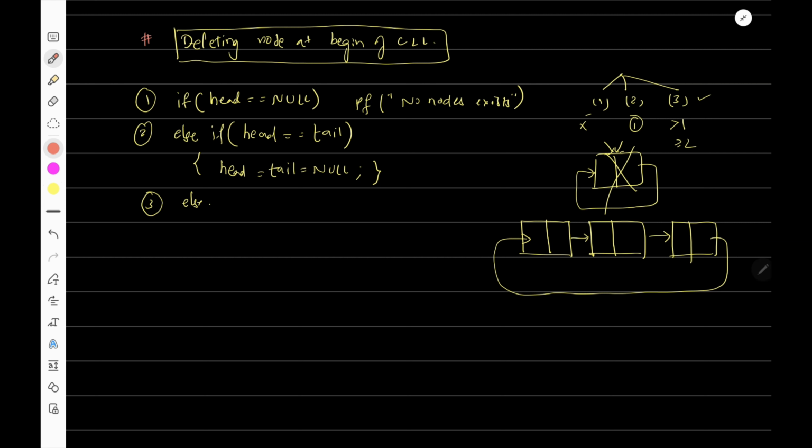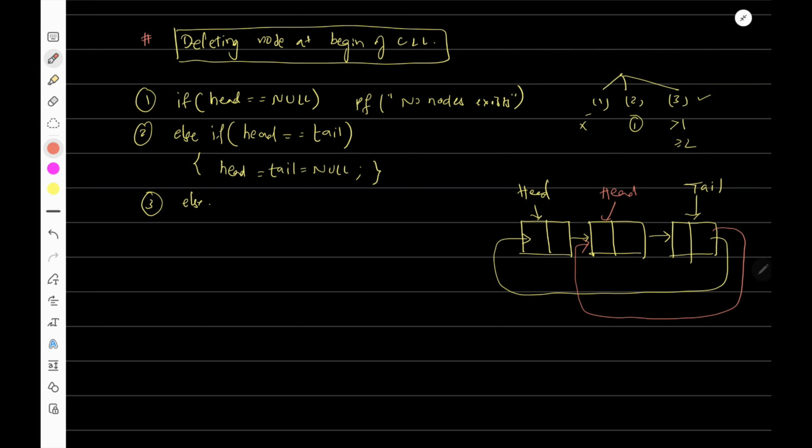Now, currently where is the head? This is the head, and this is the tail. Now I want to make this the head, and I want the connection in this way. These are the two things that need to be done.